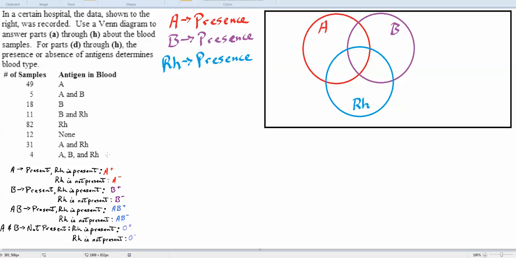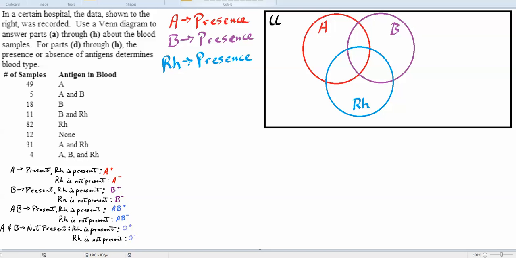So let's talk about how we're going to arrange numbers inside the circles here. We need to remember that anything outside of all 3 of the circles will be considered the universal set. And since that's outside of A, B, and RH, that means that we will be looking at O negative being outside of the 3 circles. But we'll talk about that in a moment.